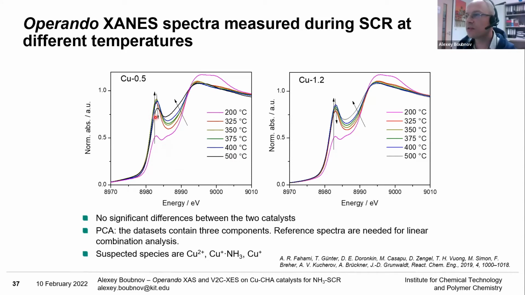Now here, we cannot clearly identify clear isosbestic points, which tells us there might be more than 2 species. So it's not a transition from A to B, but maybe A to B to C. We suspect that during the ramping of temperature under SCR conditions, we are going somewhere from copper 2 to copper 1 with adsorbed ammonia and copper 1 without adsorbed ammonia.